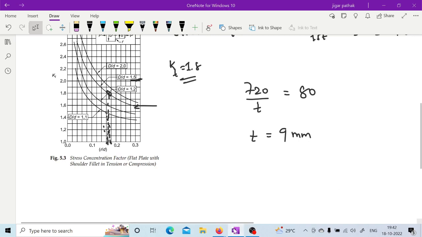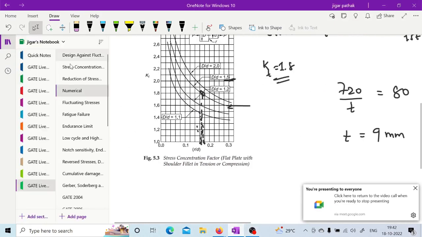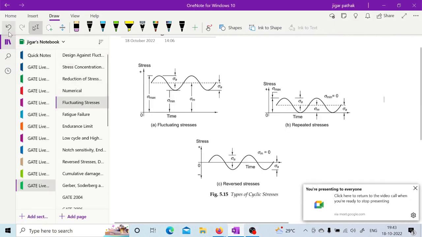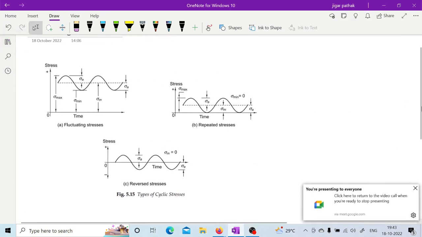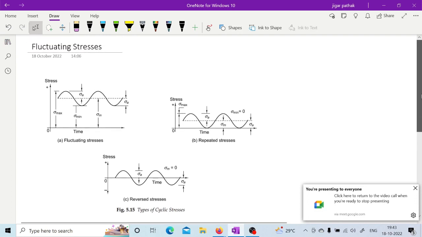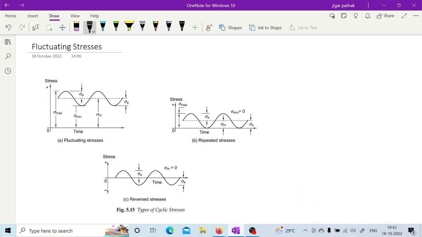Now let us go to the next thing, that is fluctuating stress. Fluctuating stress means you are having variation in stress, as we have discussed, right? There are various types of fluctuating stress. Here these types of cyclic stress are mentioned. In this it is classified as fluctuating stress, repeated stress, and reversed stress.